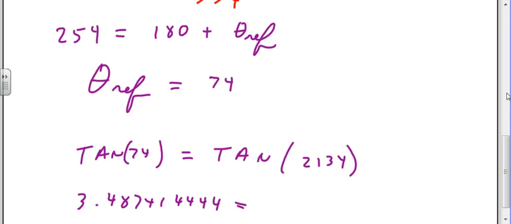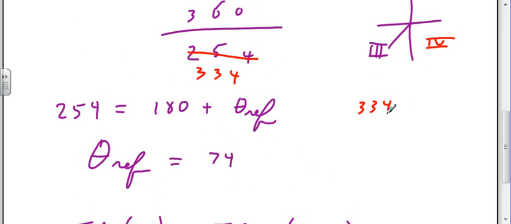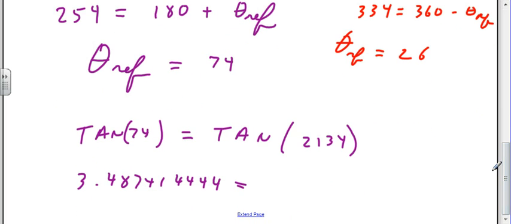And in the fourth quadrant, 334 would be equal to 360 minus the reference angle. So the reference angle is 360 minus 334, 26 degrees. All right, so we're going to take the tangent of 26, and we're going to get 0.48772589, and then we're going to take the tangent of 2, 1, 3, 4, and we're going to get the same exact number, except it's negative because we know that the tangent has to be negative in the fourth quadrant. All right, so check. That works. Okay, well, that was good.